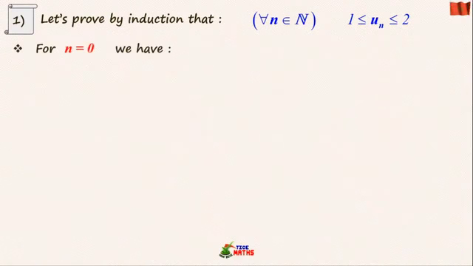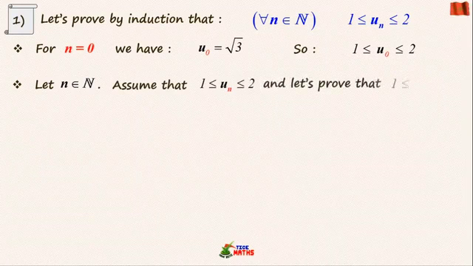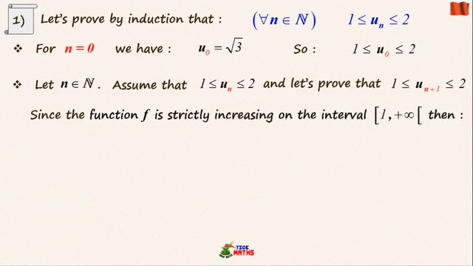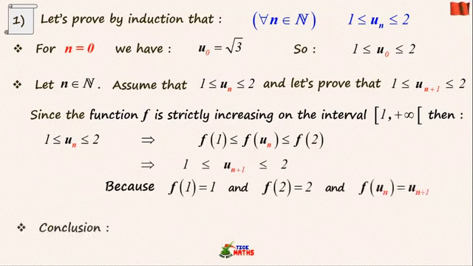Step 1. We check easily that this property is true for n equals 0. Step 2. We consider n belonging to set N. We suppose the property true at n, and we have to show that it is also true at n plus 1. To make this process easier, just use the fact that f is strictly increasing on the interval 1 plus infinity. According to the induction principle, we deduce that u n is between 1 and 2 for every n belonging to N.